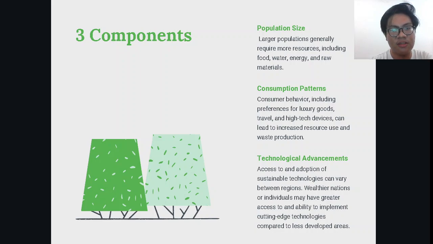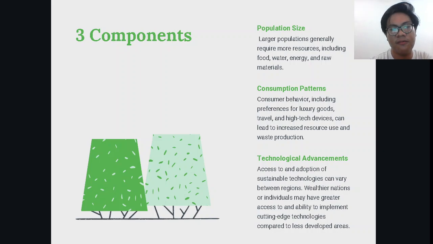Next are the consumption patterns. The type and quantities of resources consumed significantly influence the ecological footprint. High consumption of energy-intensive goods such as meat and processed foods increases the footprint compared to a diet with lower resource demands. Consumer behavior also includes a preference for luxury goods, travel, and high-tech devices. This can lead to increased resource use and waste production. For example, frequent air travel and large homes can substantially elevate an individual's ecological footprint.